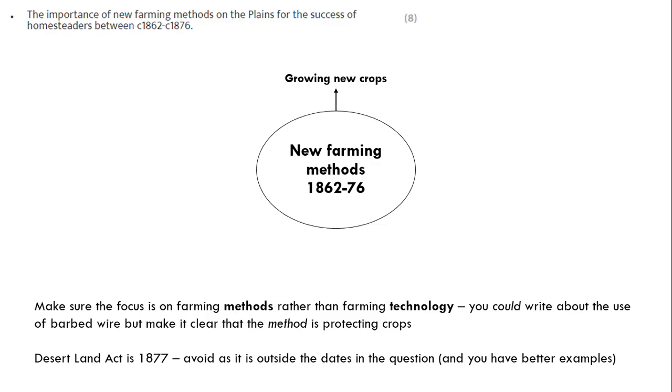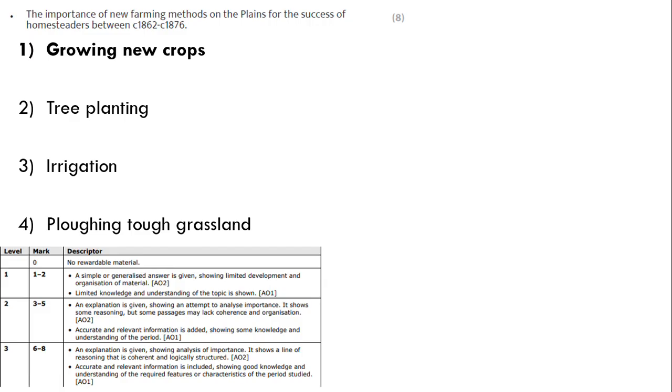Number 1 is they were able to grow new crops. Importance number 2, planting trees or tree planting. Importance number 3, irrigation, when you're trying to get water for your land. And importance reason number 4, ploughing tough grassland. And here we'd reference the sulky plough, which is an example of technology, but we'd keep the paragraph focused on the method, which is ploughing tough grassland. So these are all new farming methods, and they affect the success of homesteaders.